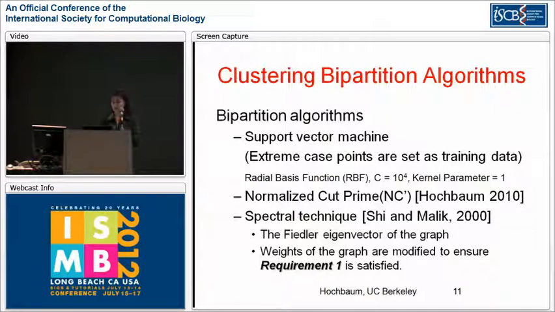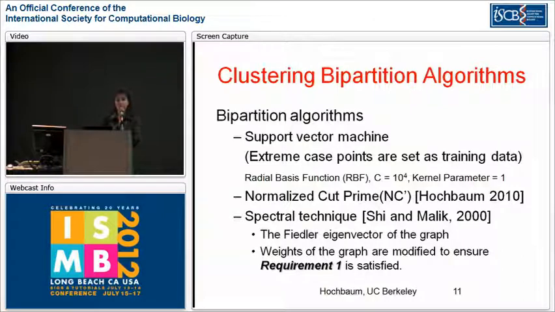Now, there are lots of bipartition algorithms. These are the ones that we chose mainly because in previous works in image segmentation and pattern recognition they proved to be effective. One of them is the support vector machine, and there are some specifications on the particular parameters that we chose. So C equals 10 to the power 4, and the kernel parameter is 1. The paper gives the details of the particular kernels that we used in the support vector machine implementation.